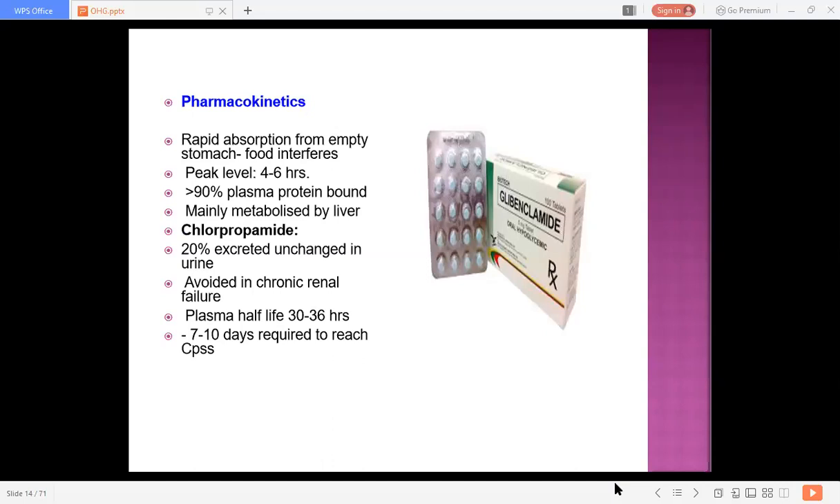Inhibition of gluconeogenesis and glycogenolysis. Pharmacokinetics: rapid absorption from the empty stomach. Food interferes with the action of the sulfonylureas, so it is better that they are taken on an empty stomach before food. Peak level is 4 to 6 hours, more than 90% plasma protein bound, mainly metabolized by the liver. Chlorpropamide, 20% excreted unchanged in the urine, so it is avoided in chronic renal failure. Plasma half-life is 30 to 36 hours. 7 to 10 days are required to reach a constant plasma steady state.